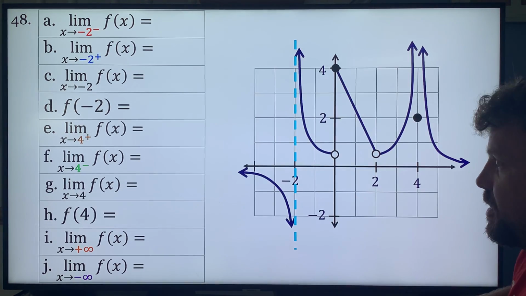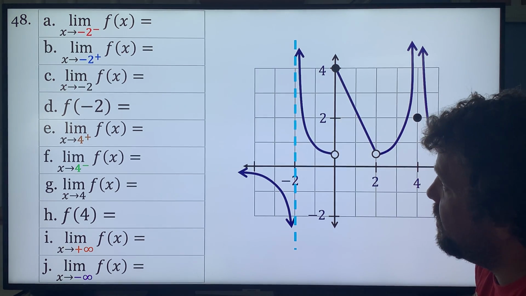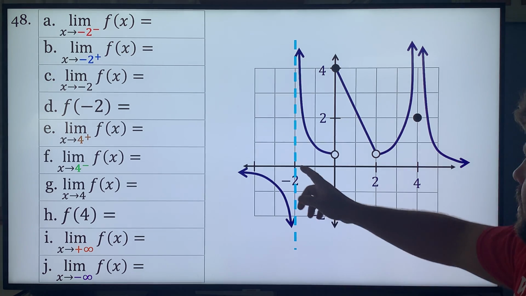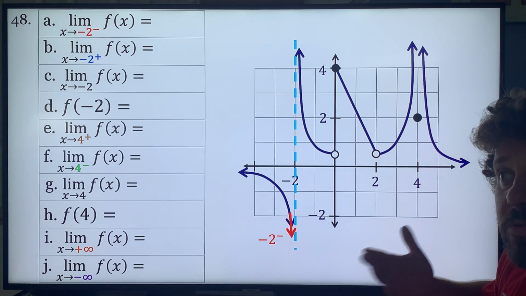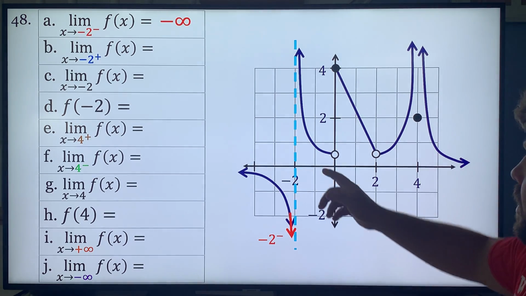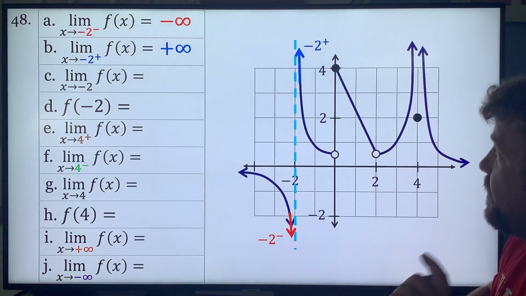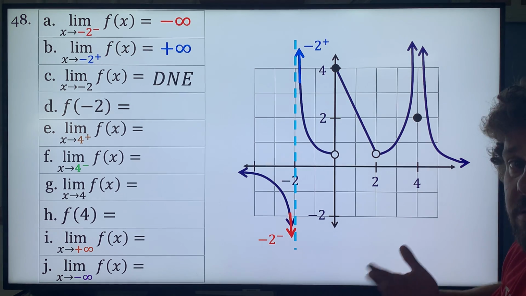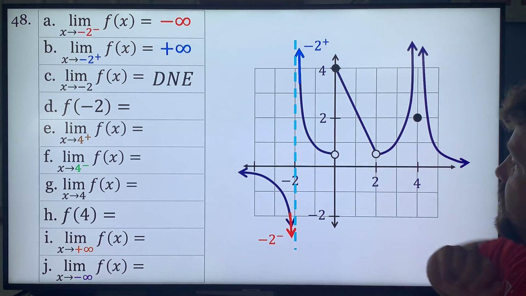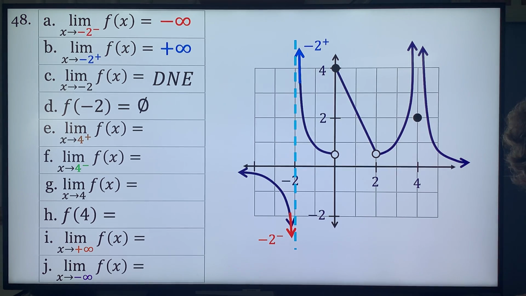Last problem of the day. Now, the limit of f of x as x approaches negative 2 from the negative side, what's my graph doing? It's going down to negative infinity. Negative 2 from the positive side, it's going up to positive infinity. The limit at negative 2, unbounded behavior, limit doesn't exist. What is my actual value at negative 2? Asymptote, value is undefined.